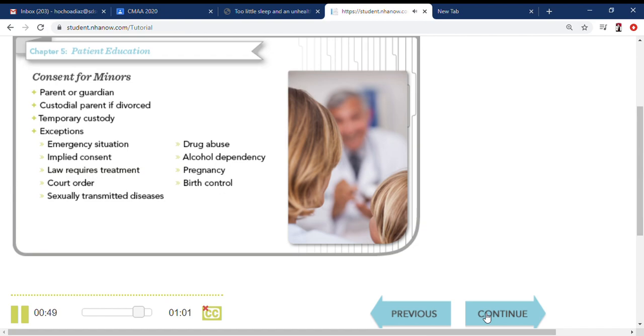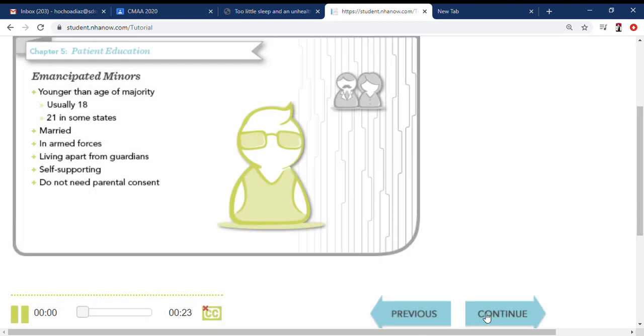In many states, treatment for sexually transmitted diseases, drug abuse, alcohol dependency, pregnancy, or providing birth control does not require consent from parents. In some instances, minors are emancipated. An emancipated minor is a person younger than the age of the majority, usually 18, but up to 21 in some states, who is married, in the armed forces, living apart from parents or a guardian, or self-supporting. In these instances, you don't have to obtain parental consent.